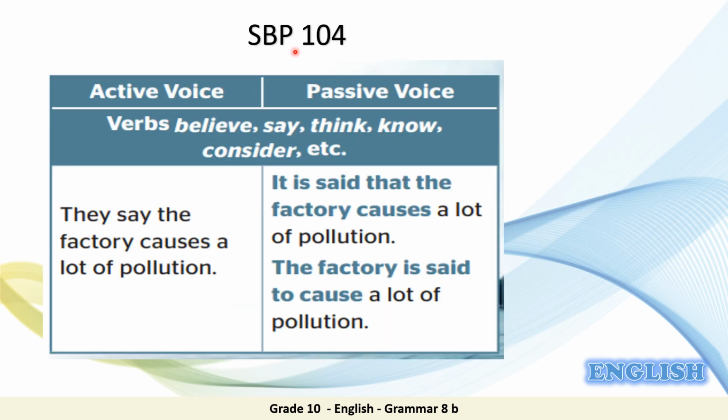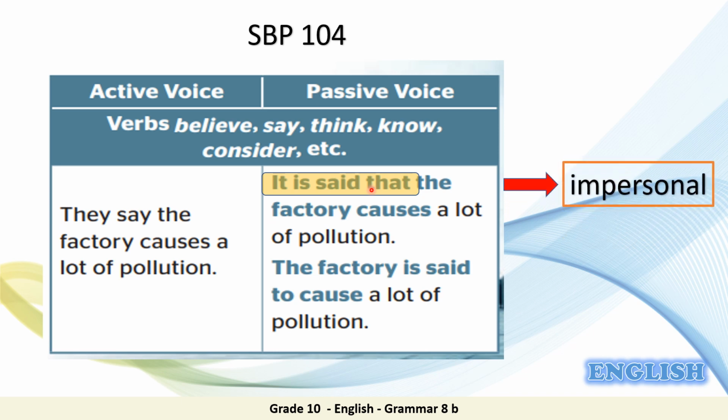Now let's go to your student book, page 104. Look at this table. Verbs believe, say, think, know, consider. How to change them from active voice to passive voice. For example here, they say the factory causes a lot of pollution. It is said that the factory causes a lot of pollution. Now let me ask you, it is said that. So, is it personal or impersonal? That's correct. It's impersonal. We have started with it.